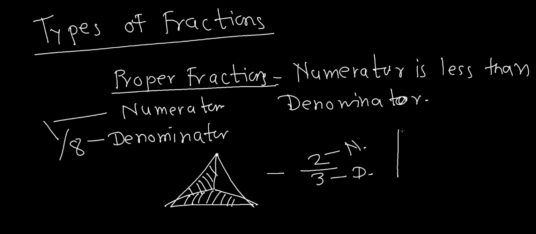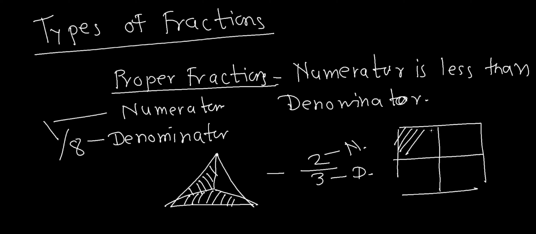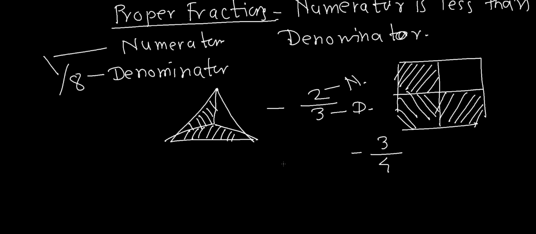Now let's take one more example. Here I divided a shape into 4 equal parts and selected 3 out of that 4. So the fraction representation of this will be 3 out of 4, and here 3 is the numerator and 4 is the denominator. 3 is less than 4, that is the numerator is less than the denominator, hence it's a proper fraction.